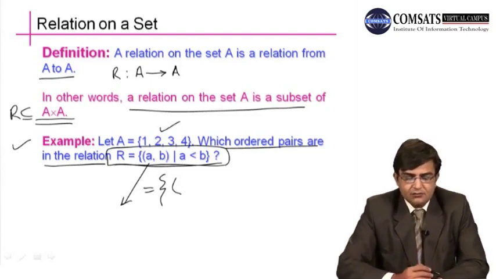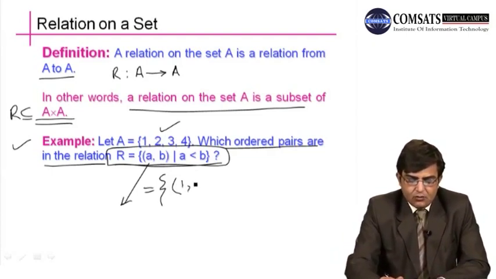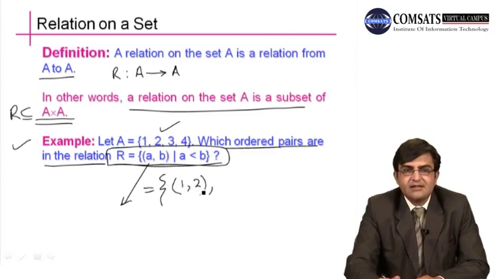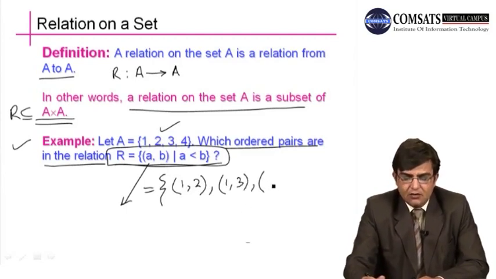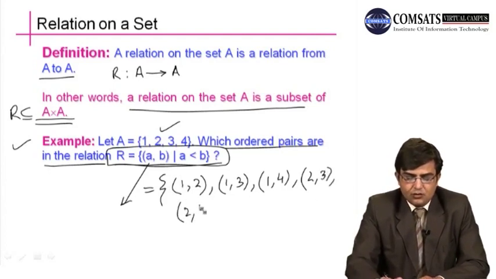So there are 4 elements. We have 1, 2, 3, 4. Now we can say that 1, 1 cannot come here because 1 is not less than 1. So here we can write 1, 2 because 1 is less than 2. Here we can write 1, 3 because 1 is less than 3. We can write also 1, 4 because 1 is less than 4. We can write 2, 1? No, we cannot write 2, 1 because 2 is not less than 1. 2, 2, no. 2, 3, yes. Next is 2, 4. We can write also because 2 is less than 4.